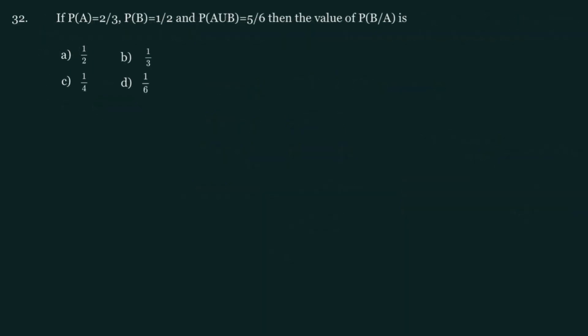Question 32. If probability of A is 2 by 3, probability of B is 1 by 2, and probability of A union B is 5 by 6, we need to find the probability of B given A. So this is a question from conditional probability. So now, in order to find this probability of B given A, probability of B given A equals probability of B intersection A by probability of A. So that means first we need to find the value of probability of A intersection B or B intersection A.